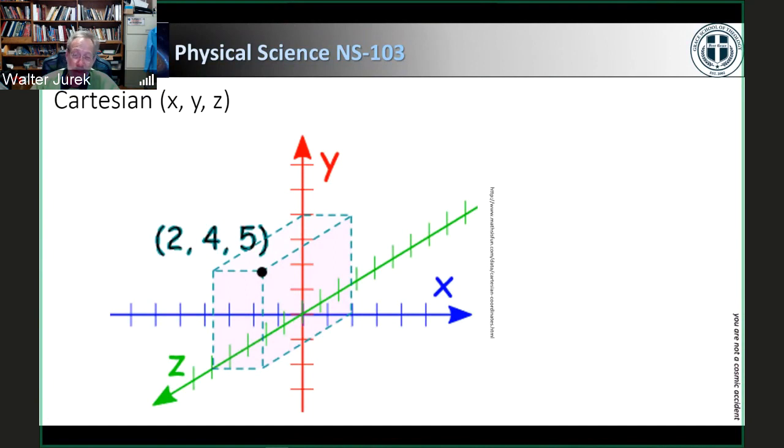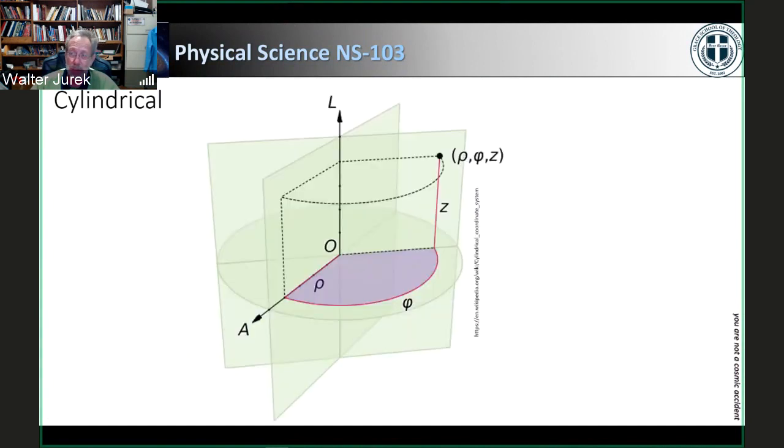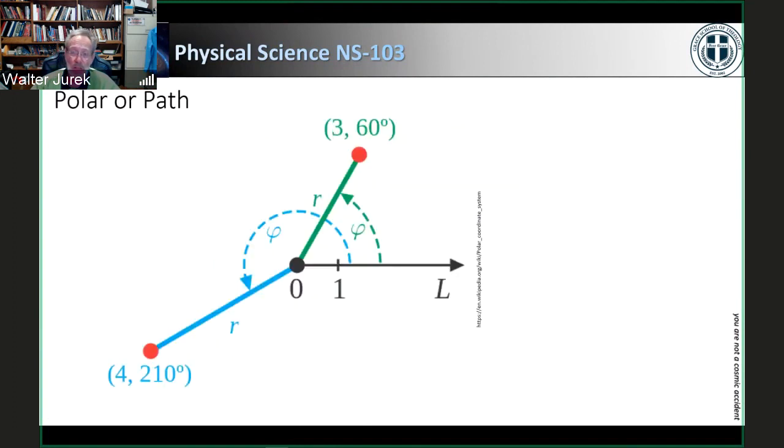There's another coordinate system called the cylindrical coordinate system, which uses two angles and a number. And then there's a simpler version called polar or path, where you use an angle and a distance to identify where something is. Okay. So most of the time we're going to use an XY axis system and just use that to give us a position.